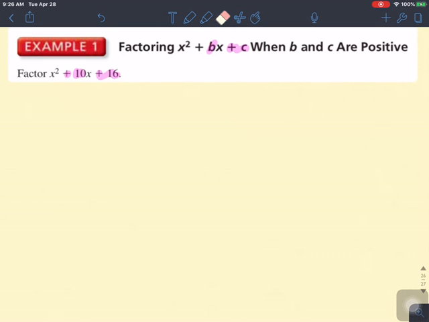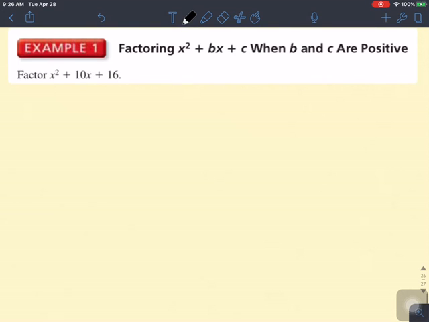So that's what we're working on when b and c are positive, or what I like to say is when it's plus 10, plus and plus in the middle there. So I'm gonna write this down: x squared plus 10x plus 16. And remember, what we're gonna do is we're gonna factor this out. We're begging the question: what two binomials did we multiply to get the trinomial above? X squared plus 10x plus 16.